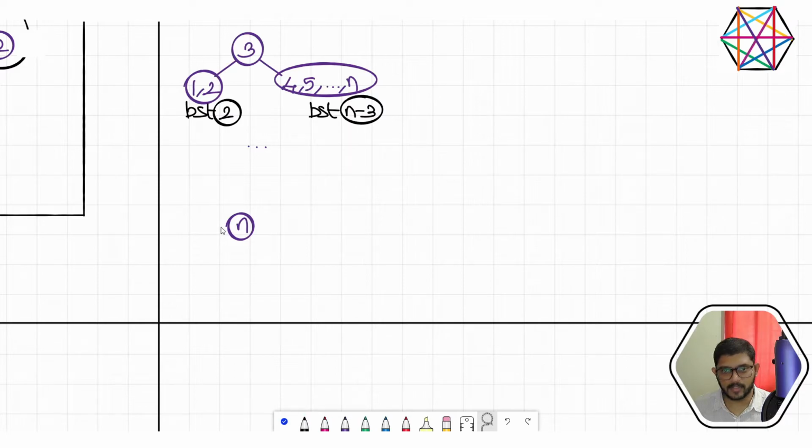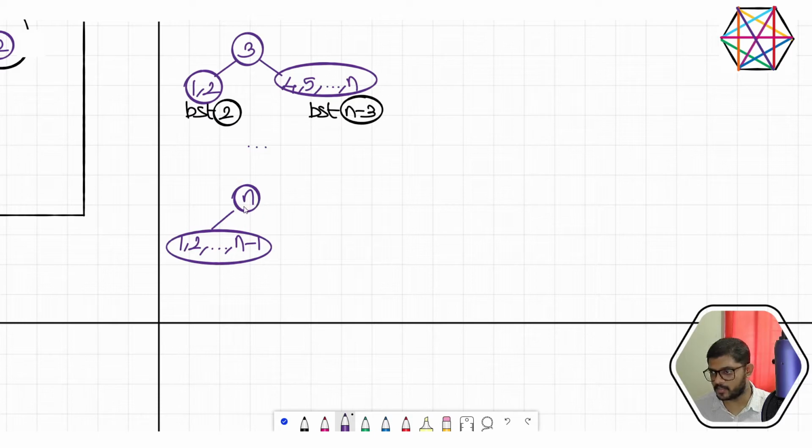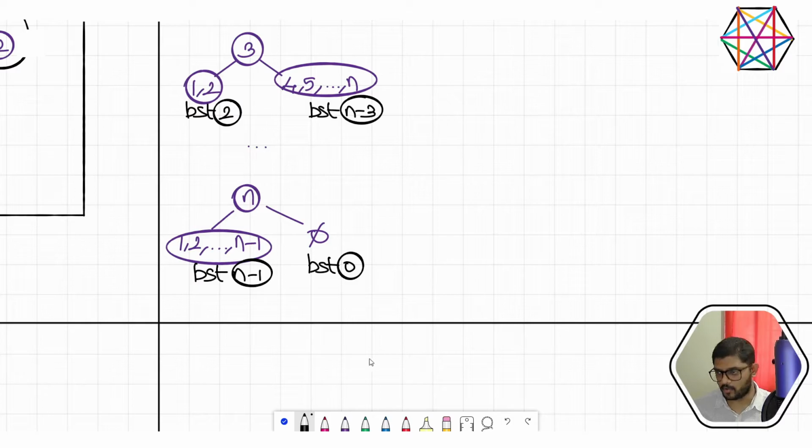And the last case is where we choose the last number as our root node, right? And all of the numbers, the remaining n minus 1 numbers which are 1, 2, 3, so on up to n minus 1, all these numbers are less than n. So they all will go to the left subtree. To the right subtree, we have absolutely nothing. Okay. So it is once again the question of how many ways we can form BSTs using these n minus 1 nodes, and how many ways we can form BST using no node, 0 nodes, right?